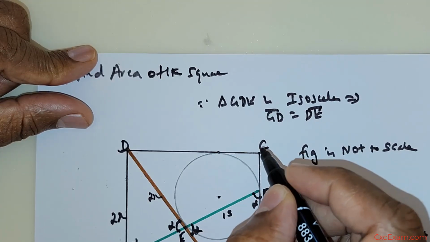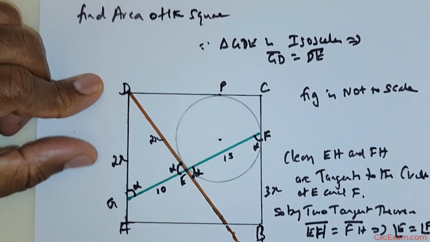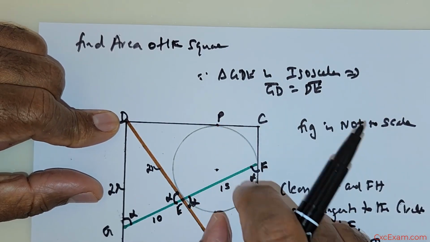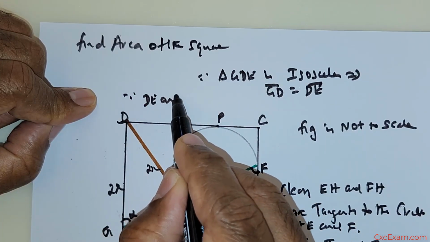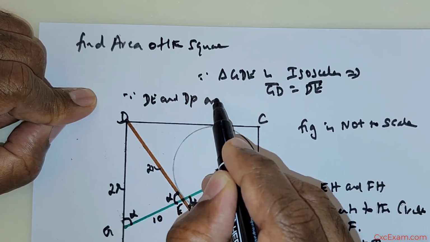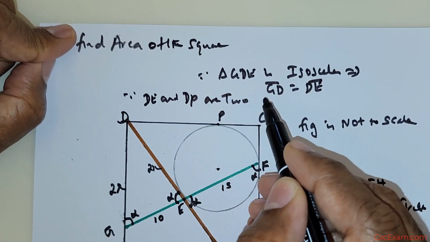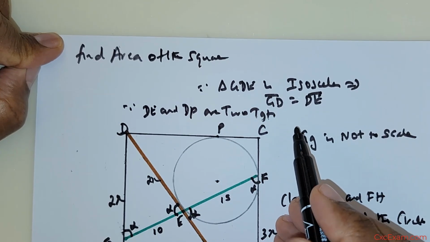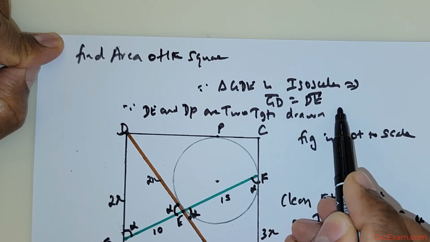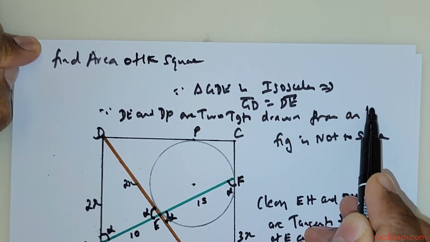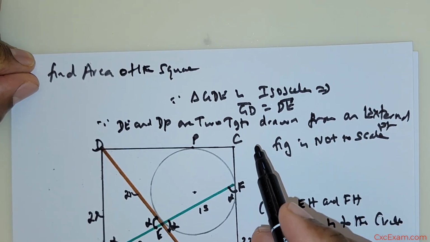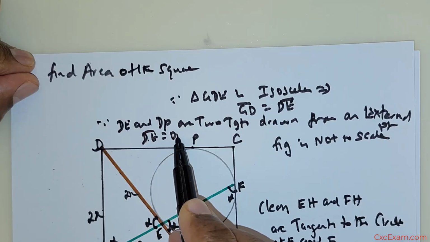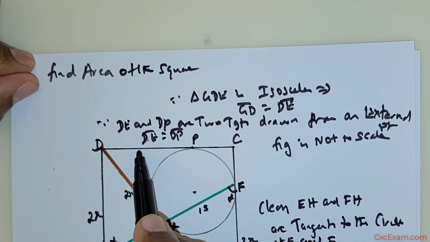Okay, now let me take this particular point as some P. Now DE and DP are tangents to the circle. So I'm going to write that down. Since DE and DP are two tangents drawn from an external point, that in turn means DE should be equal to DP. So this entire length will also be equal to 2x.